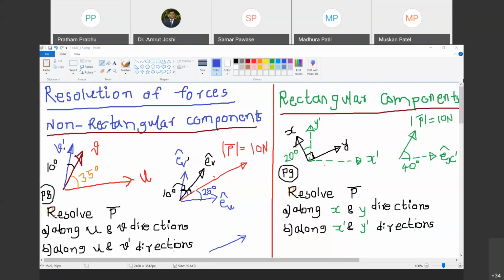Let us say you have a force P bar, whose magnitude is 10 Newton, and it is shown by a red arrow here. Now, first of all, the first thing that I would ask you is, where is the body? Yeah, Pratap. There must be a body on which this force acts. So where is it? You mean to say here?